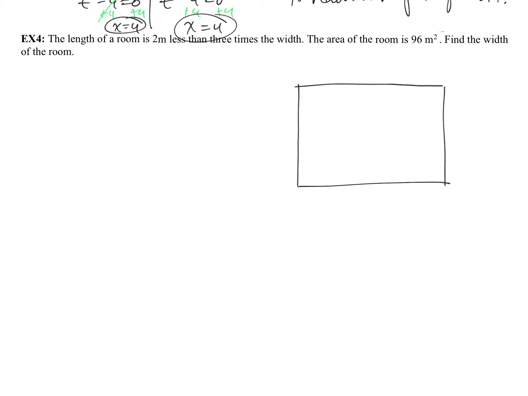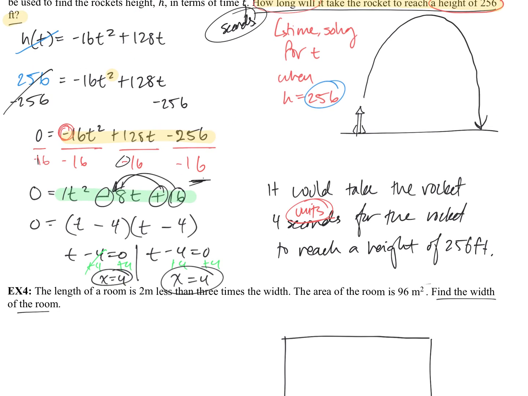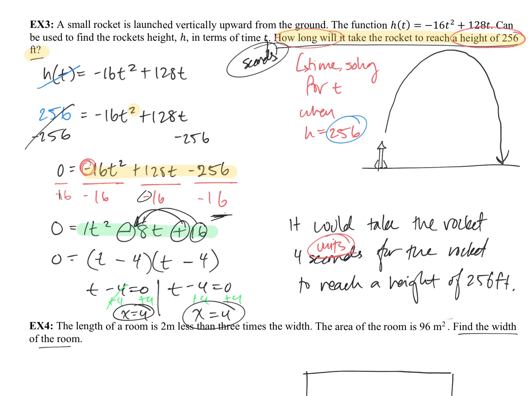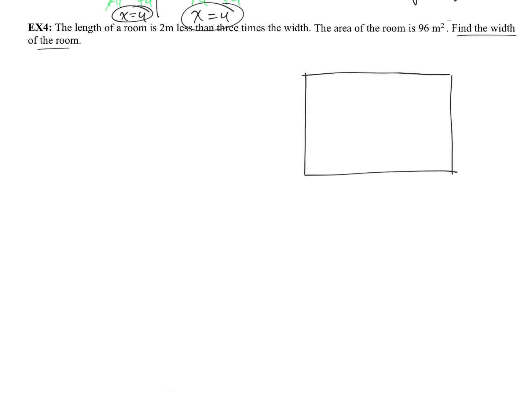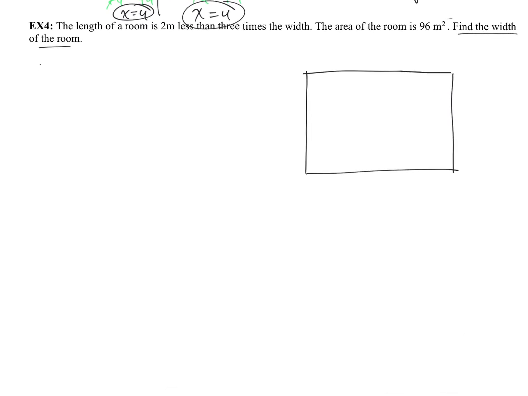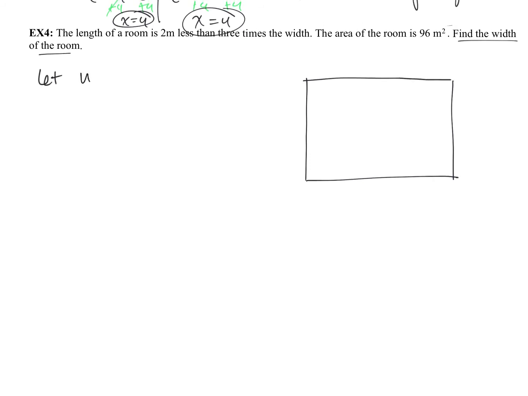And we have, what do we know? Well, the length of the room is 2 meters less than 3 times the width. And we're asked to find the width. Okay, as usual, we need to create the variable unless we're given the variable. Notice before, we were given the variable, so we didn't have to create it or write a let statement for this problem. But for example 4, we're not given the variable, so we need to write a let statement. So I'm going to let W equal the width of the room.